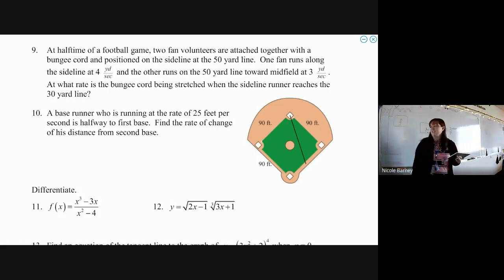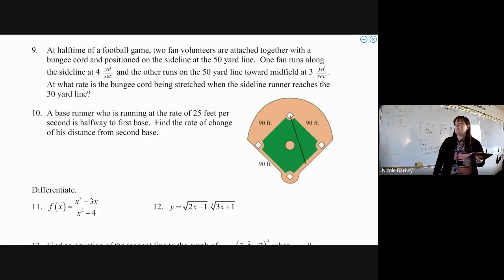Fancy. Okay. So this question says, a base runner who is running at a rate of 25 feet per second is halfway to first base. Find the rate of change of his distance from second base.